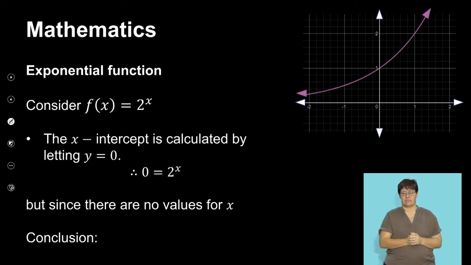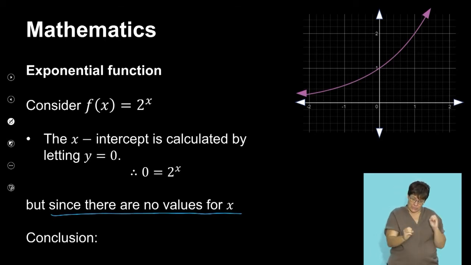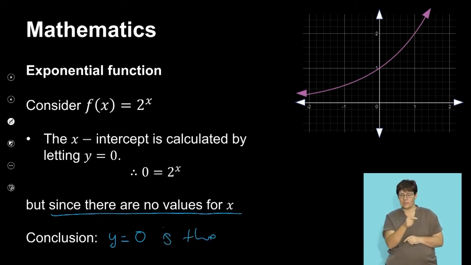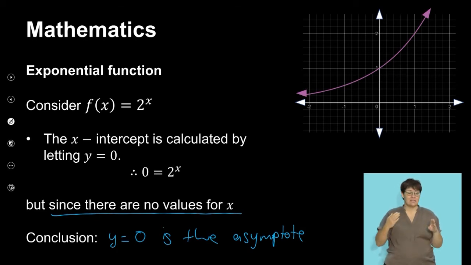And then the x-intercept is calculated by letting y equal to 0. So you can see, since there are no values for x where 2 to the exponent of x must give me 0, the conclusion will be y equals 0 is the asymptote, right? So this is the asymptote of this particular graph. And also, it does not have the x-intercept. So in simple terms, there is no x-intercept.